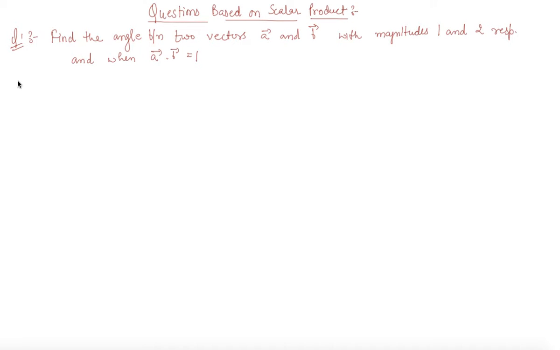So students, here is the question number 1 given to us, which states: find the angle between the two vectors A and B whose magnitudes are A having magnitude of 1 and B having magnitude of 2, and we are also given A dot B is 1. So I am applying the formula of A dot B is mod of A, mod of B into cosine of the angle between these two vectors.